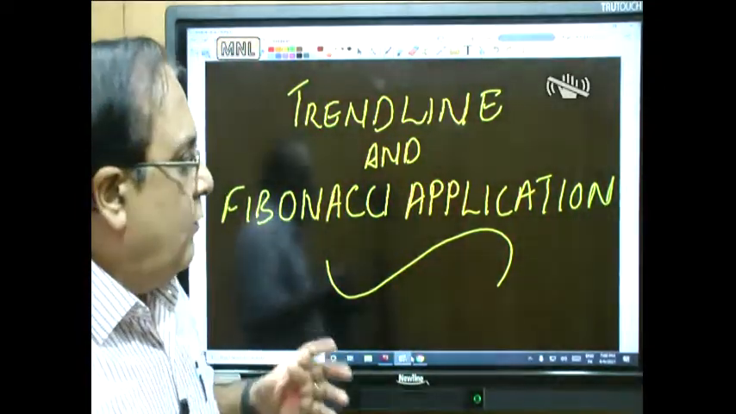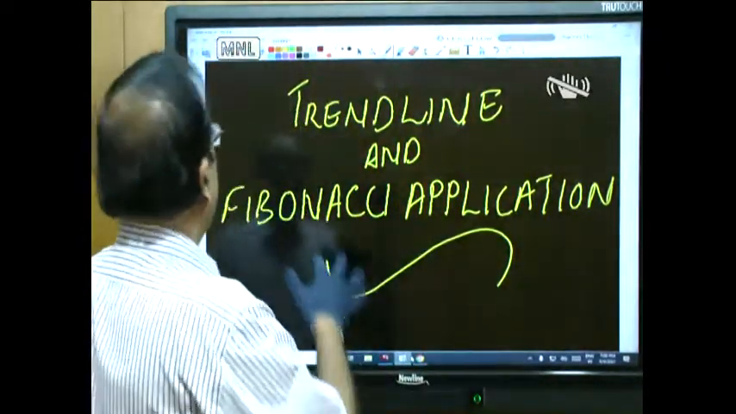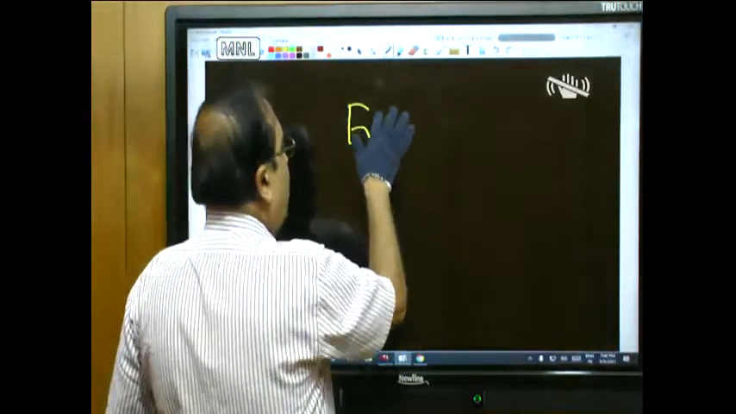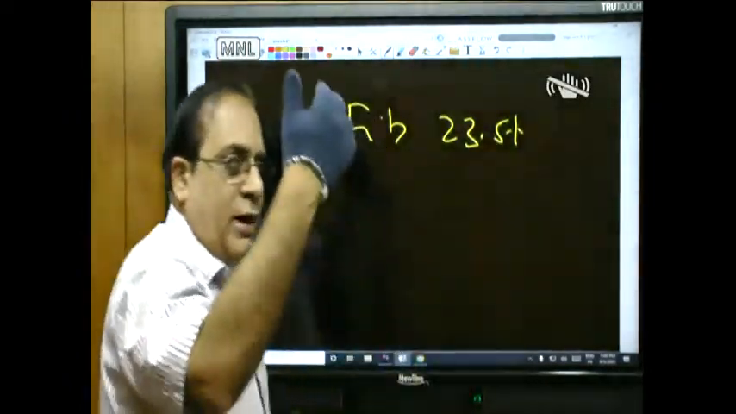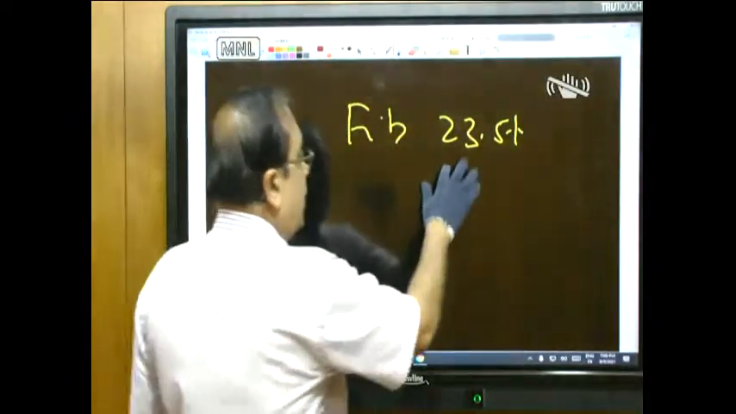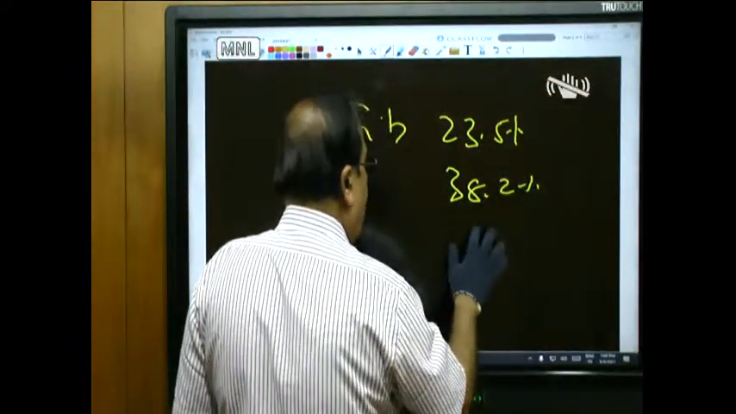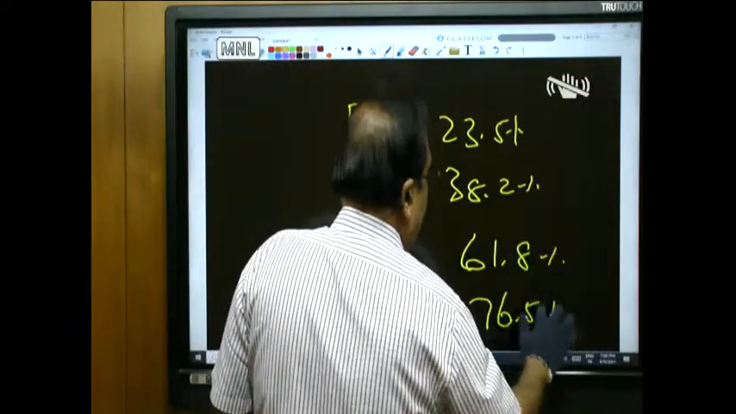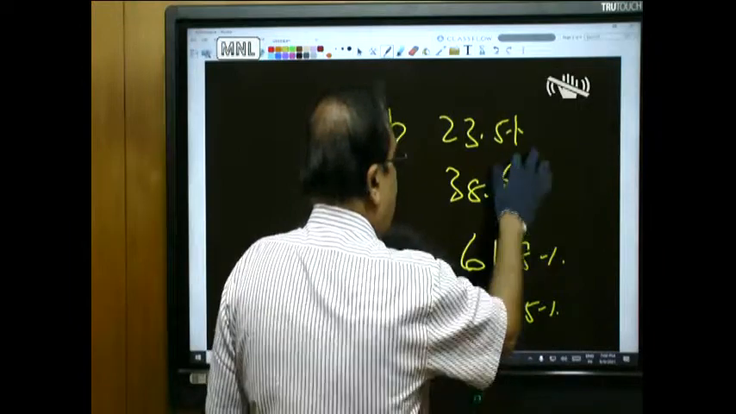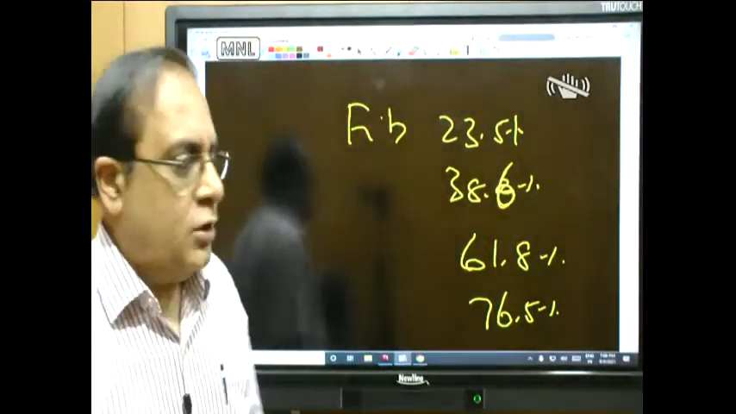So we will go straight to the chart. Already we know about Fibonacci, but just to have a recap: normally the important Fibonacci ratios are 23.5% of the low to high or high to low, then 38.2%. 50% is not a Fibonacci, but it's used sometimes, then 61.8 and 76.5%. 38.6, sorry. These are the important Fibonacci ratios which are used.